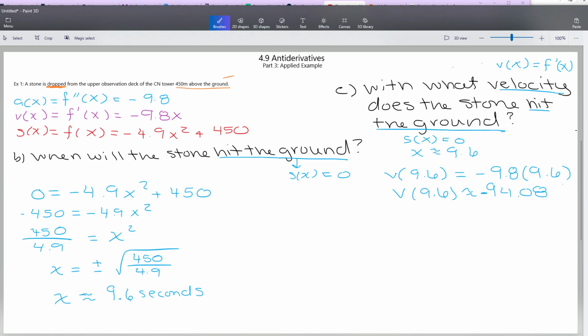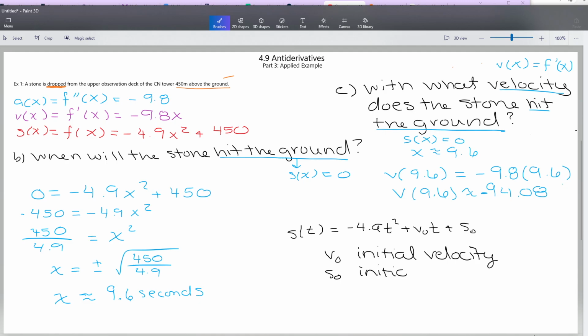All right. So the last thing I wanted to point out about this example is when you see the classical mechanics equation where it gives the position of a falling object as minus 4.9 t squared plus v0t plus s0, where v0 is the initial velocity and s0 is the initial position, this is exactly how you get this formula.